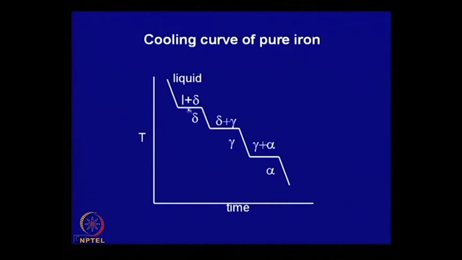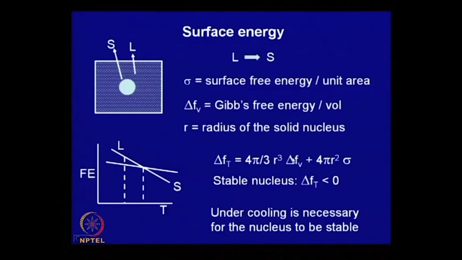You will have one step here when the liquid transforms to delta, again there will be a step; this is a solid state transformation. Here the two phases delta and gamma can coexist at this temperature. Then again at 910, gamma and alpha, the transformation gamma to alpha, FCC to BCC transformation is taking place. Here also this is a fixed temperature where both these phases can coexist.